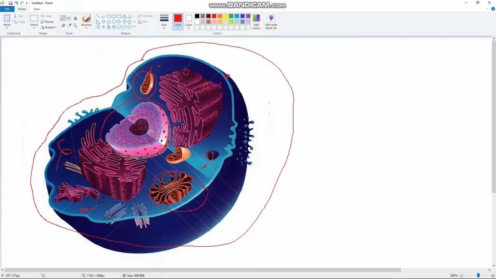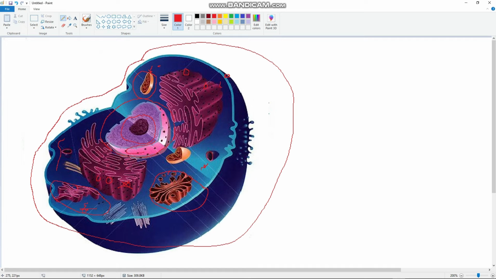Next, we're going to be moving on to the smooth endoplasmic reticulum. And that's right here. And the function of the smooth endoplasmic reticulum is to create lipids. Now, if you guys notice, I just drew an X on the rough endoplasmic reticulum, and I want to show you the difference. If you look at the smooth endoplasmic reticulum, it does not have those ribosomes on the outside, right here. But the rough endoplasmic reticulum does, and that's the main difference.